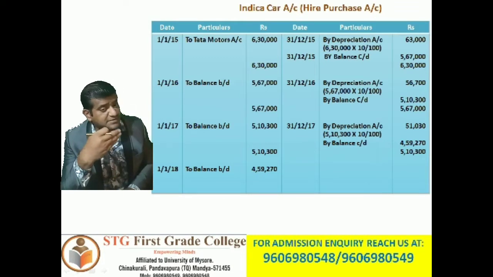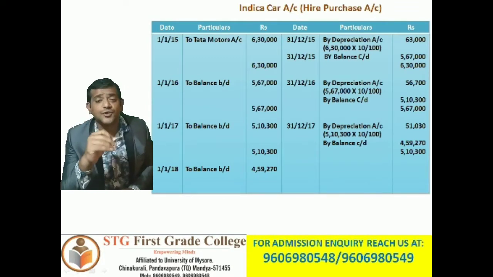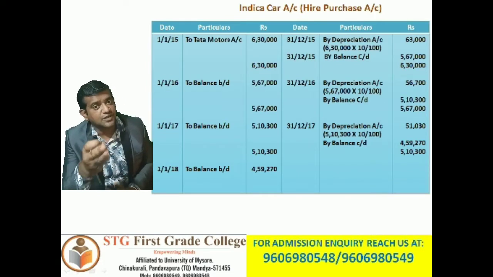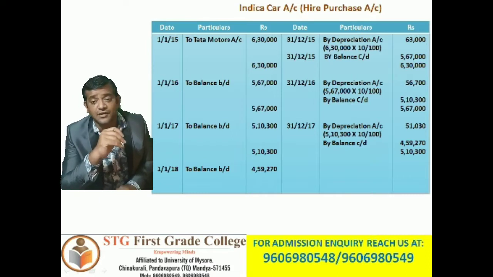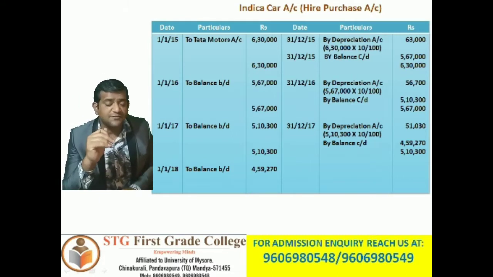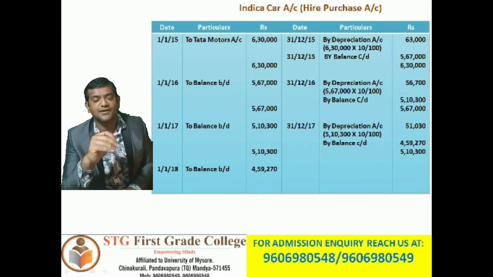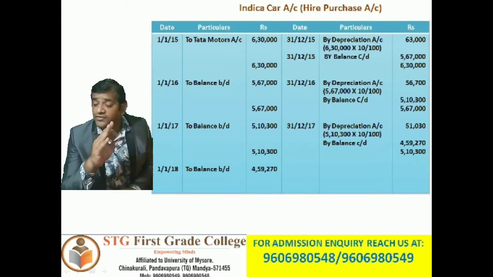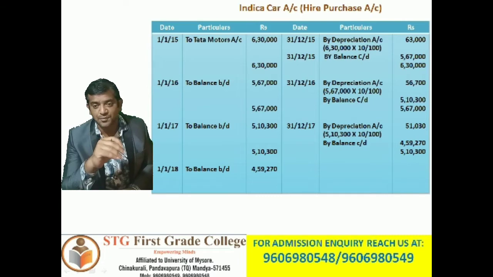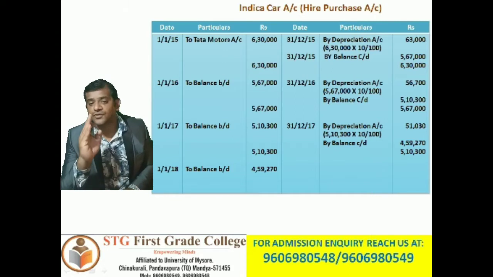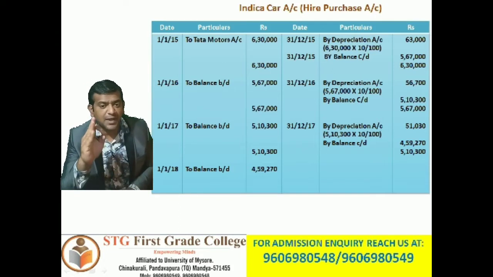Now on the debit side, on 1/1/2016, to balance brought down. What was the last closing balance? 5,67,000. Now bring down the same 5,67,000 to the debit side. Now 31/12/2016 by depreciation account, 5,67,000 into 10 divided by 100, that comes to 56,700 rupees. So by balance carried down, that comes to 5,10,300 rupees. When you total both the sides, you are going to get 5,67,000.